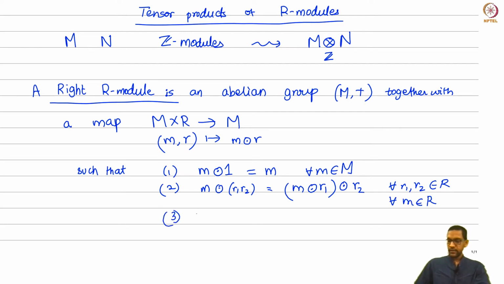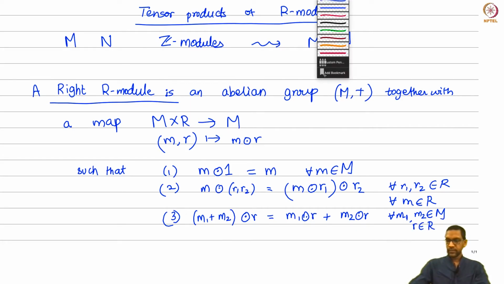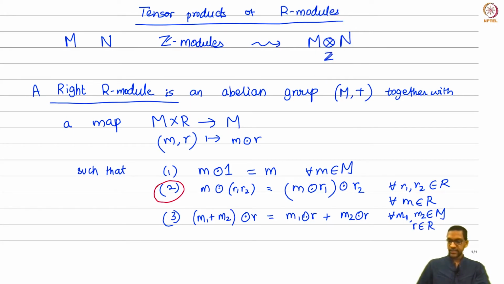And thirdly, if I take m1 plus m2, then that's just m1 r plus m2 r. This is for all m1, m2 in M, r in R. The key point here is that the second axiom is what differentiates a right module from a left module. If you did the same thing on the left, then r1 r2 on m would be you first act r2 and then r1. Here you are acting r1 then r2.